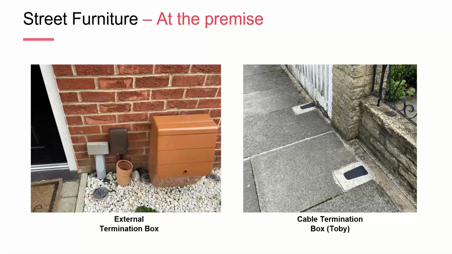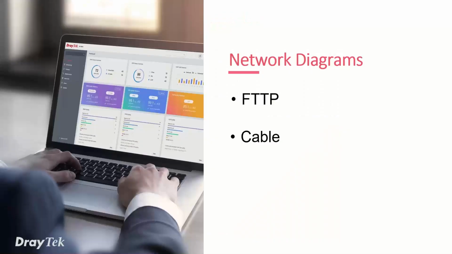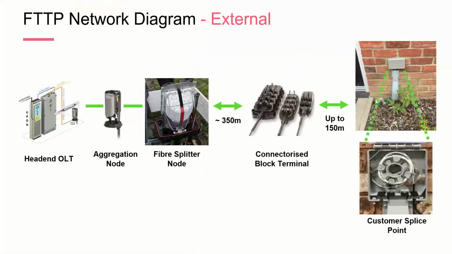So that is a little bit of a tour of my local neighborhood of different connections, different bits that you've got in the street. When taking pictures, it was sometimes difficult because there can be other obstructions in the way. But now let's take a look at the network diagrams and look at FTTP and cable and see how it all fits together with some of the equipment that I've shown you, the whole network.